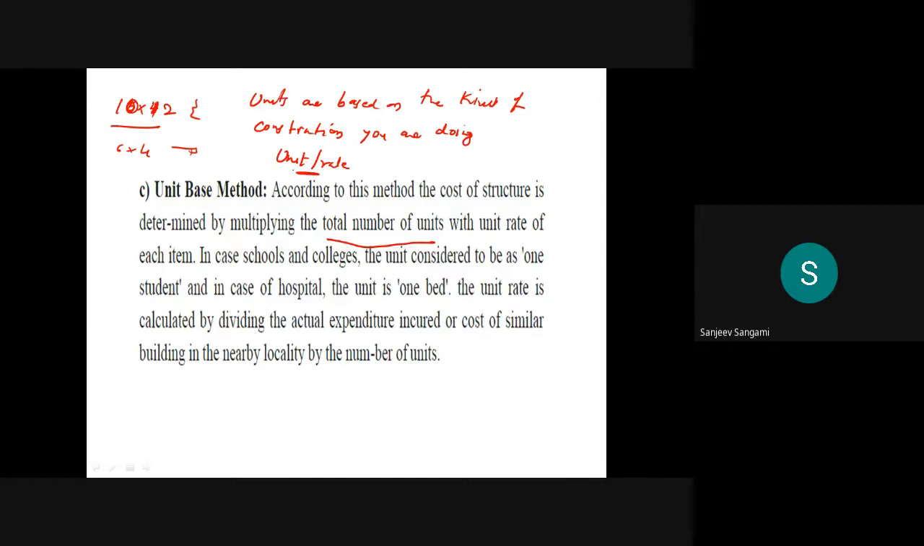In the case of schools and colleges, the unit is considered as one student, and in the case of hospitals, one bed. The unit rate is calculated from the actual expenditure, or the cost of similar buildings in the nearby locality, or by number of units. So for hospitals, how many beds? For schools, how many students? Based on that, we have to calculate the units.